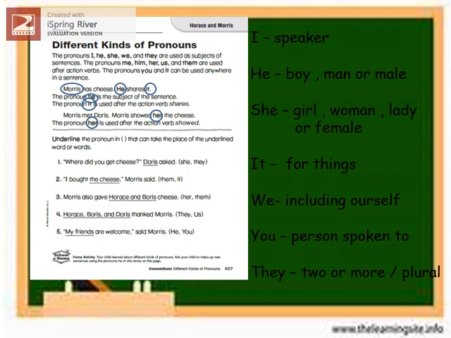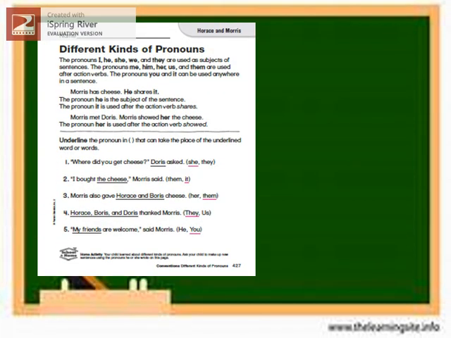Number 3. Morris also gave Horace and Boris cheese. The underlined words are Horace and Boris. Number 4. Horace, Boris, and Doris thank Morris. The underlined words are Horace, Boris, and Doris. Number 5. My friends are welcome, said Morris. The underlined word is my friends. Please try. Let me see if your answers are correct.